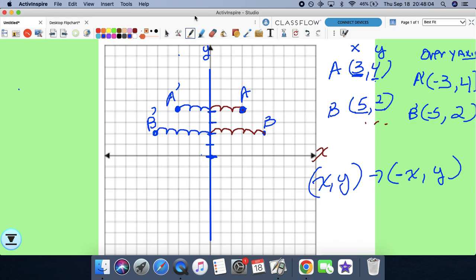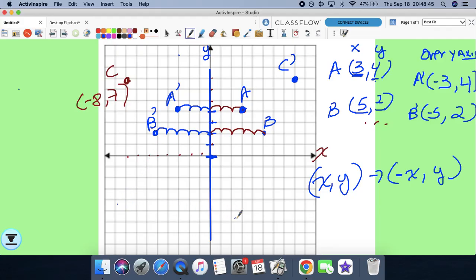Let me do another point here. Let me pick this point here, C, and call its reflection C prime. C is 1, 2, 3, 4, 5, 6, 7, 8. C is at -8, 8 to the left, and going up 1, 2, 3, 4, 5, 6, and 7 up. So C is 8 units to the left and 7 units up. Where would C prime be? C prime would be on this side of the mirror. How many units? 8 units. So 1, 2, 3, 4, 5, 6, 7, 8. So C prime ends up being here.